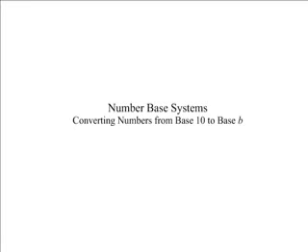Number-based systems, converting numbers from base 10 to base B. Example 313. Convert 1005 to base 7. So again, we need to consider the place values for base 7 to see what the largest place value we have in base 7 that can divide into 1005.